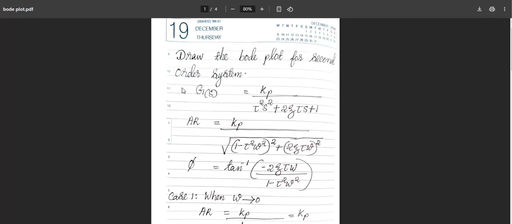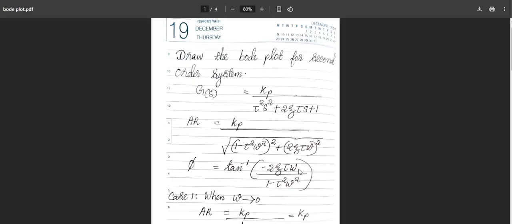Next is plotting the Bode diagram, which actually consists of two graphs. One is the magnitude plot and the other is the phase angle plot. Both graphs we have to draw on the same graph sheet. The first graph is log AR versus log omega, so that we know how the amplitude ratio varies with respect to the frequency omega. Similarly, the second graph is the phase angle plot, showing how the phase angle varies with respect to the frequency omega.